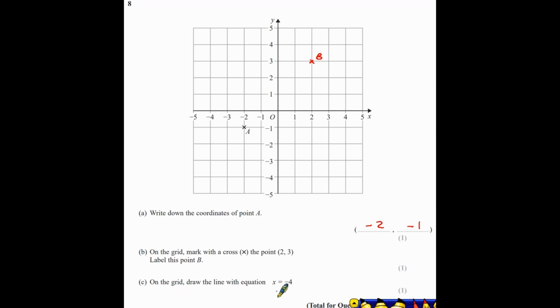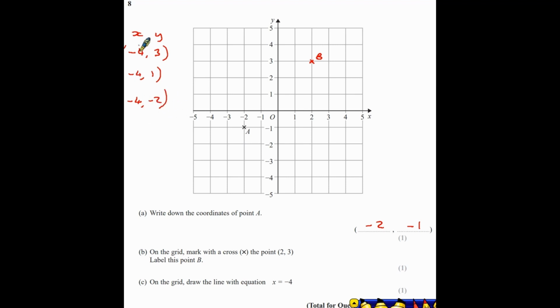Part C, on the grid, draw the line with the equation x equals -4. If you're not sure, then write down some coordinates where x is -4. Don't forget the x and y coordinates are side by side here. X is minus 4, so one possible answer will be (-4, 3). You might have (-4, 1). You should be putting brackets around these. You might have (-4, -2).